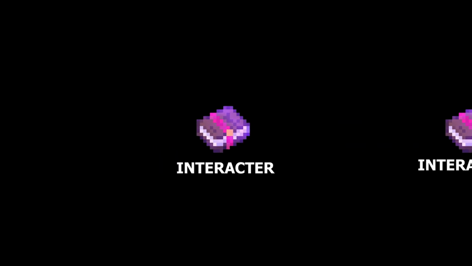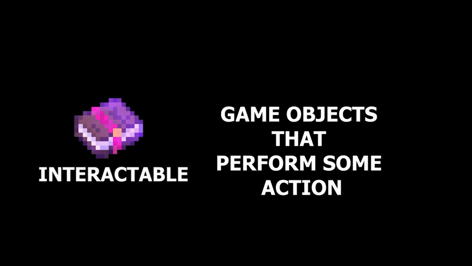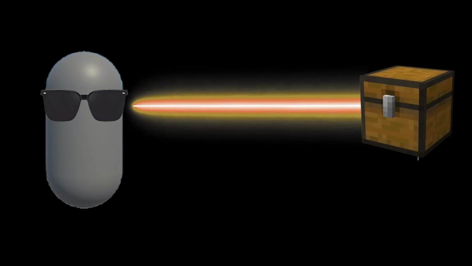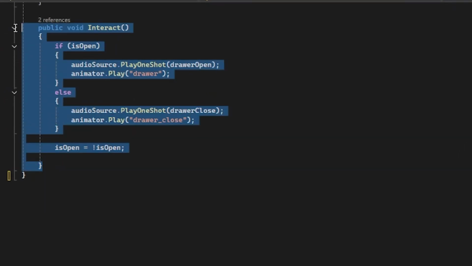We have two scripts, one is interactor and one more is interactable. Interactor is applied on our main character, and interactable is applied on any game object that performs some action such as drawers, doors or treasure chests. Interactor essentially allows our main character here to shoot lasers called raycast. And whenever the raycast hits an object, it checks if that object has interactable. And if it does, it executes the code inside, and in this case it's animation.